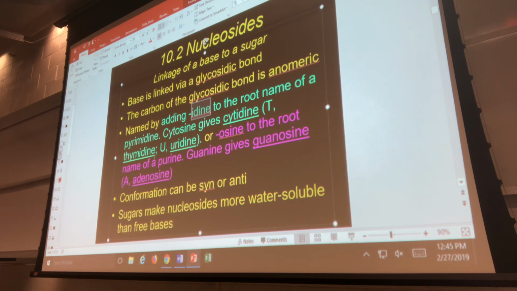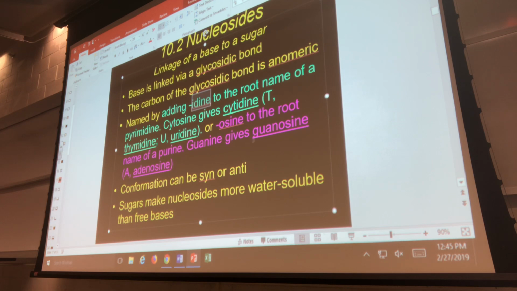The rules are different for purines. The suffix changes to something else if we're talking about purines attached to sugars. The suffix is now osine, so guanine becomes guanosine, and adenine becomes adenosine. Okay, so in terms of naming, if you see it written like any of these up here, understand that they're talking about nucleosides. Not just the nitrogenous base, they're talking about nucleosides.